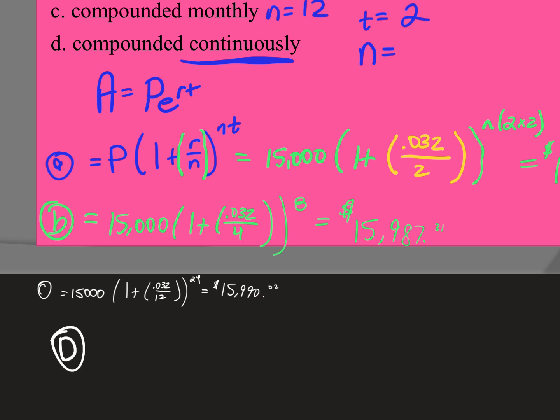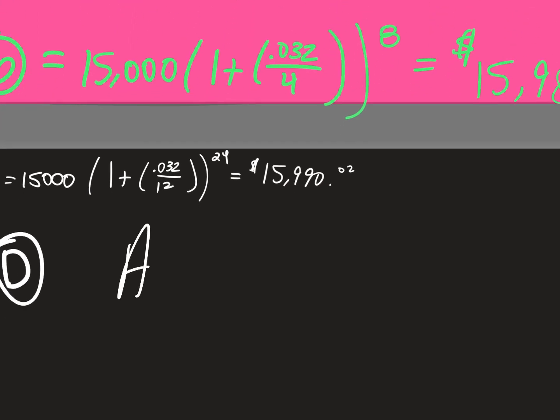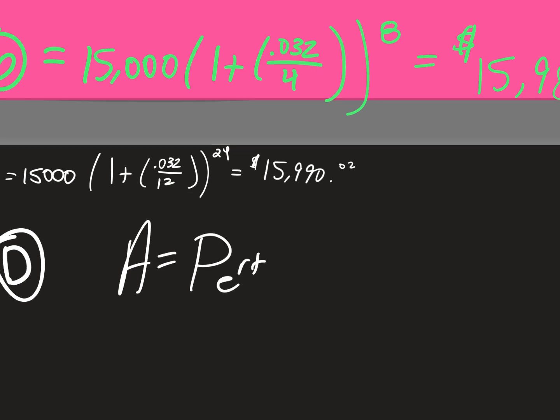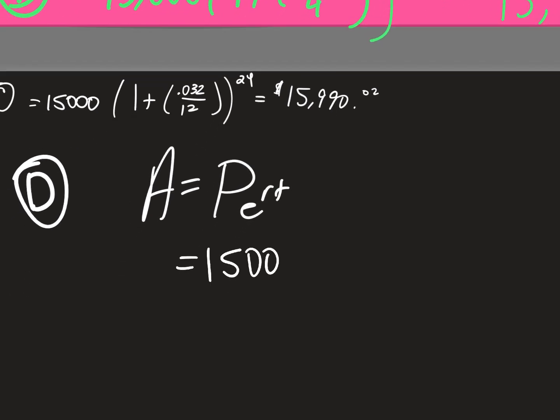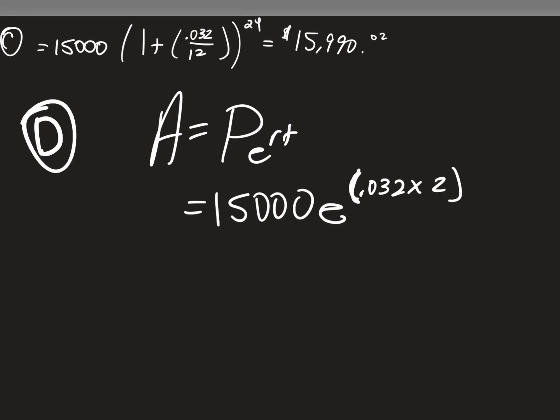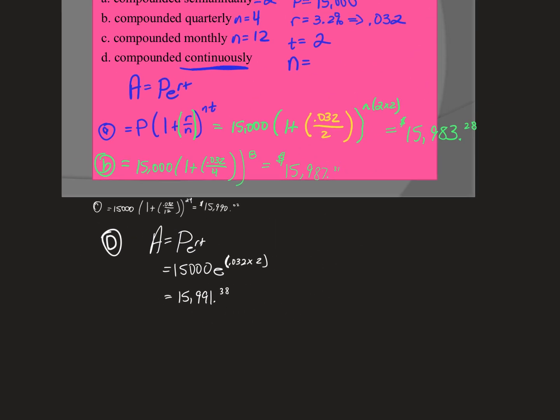All right, then look at D. D is continuous. I think of, who's my friend? My friend A pert. So A pert. So in your calculator, P is 15,000. Hit that second LN button so the E comes up, and then in your R times T. So it needs to be 0.032 times the time of 2 years. Put that in parentheses. If not, it'll raise it to the 0.032, then times that number times 2. That's not what you want. Parentheses. What would you get? 15,991.38.